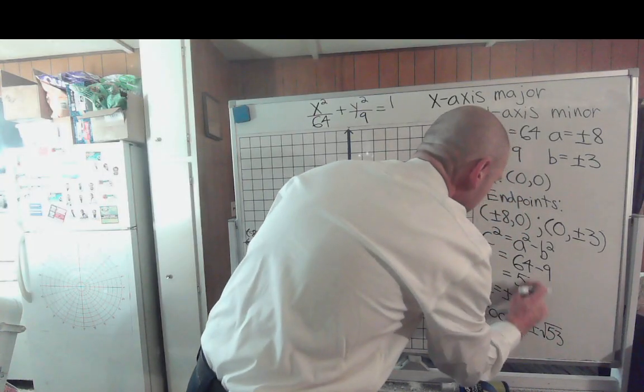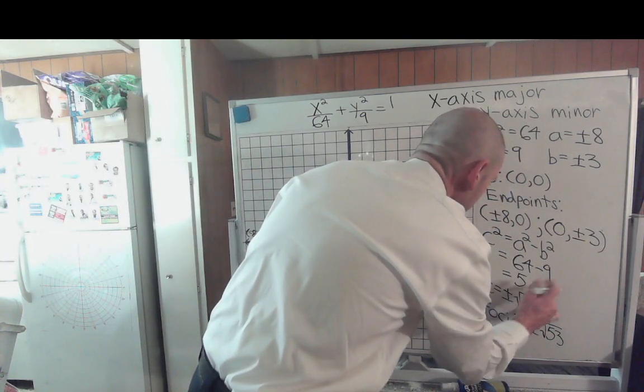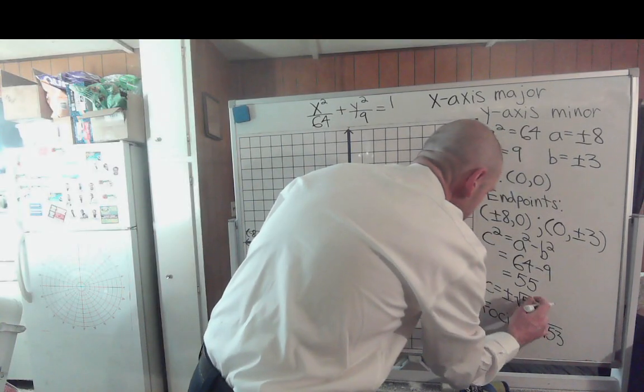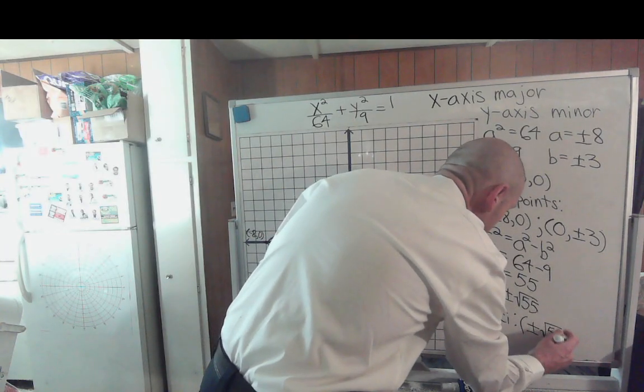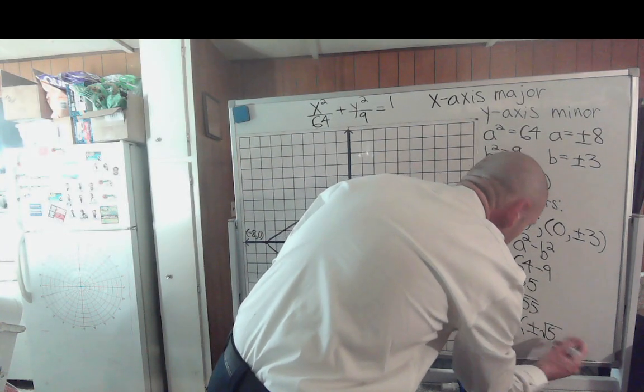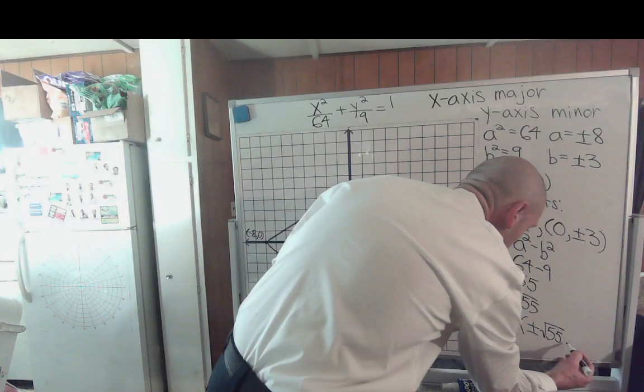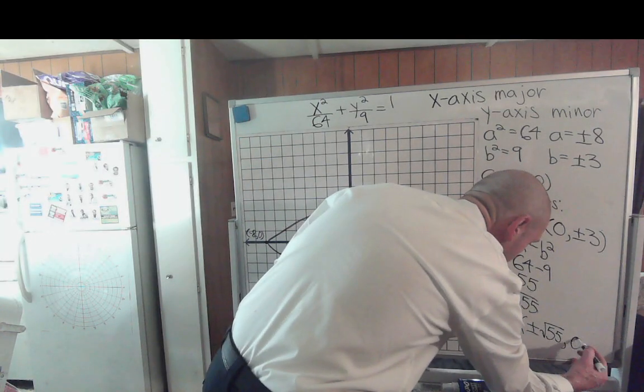That should be 55. Gosh, excuse me. 64 minus 9 is 55. Brain fart, forgive me. That should be plus and minus the square root of 55. Long day, forgive me. So plus and minus square root of 55, 0.